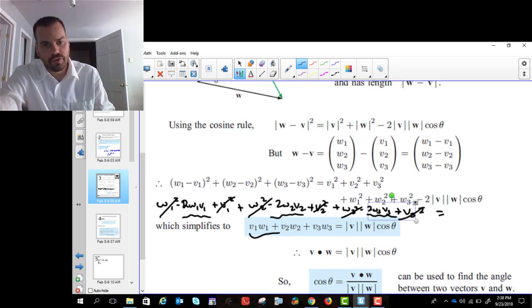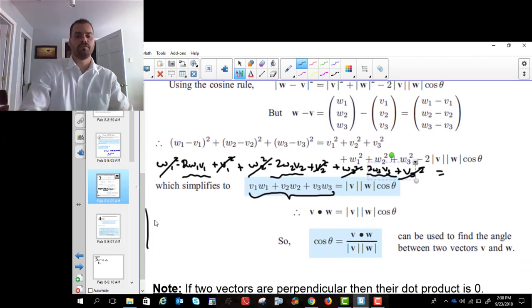But this is the definition of the scalar product. That is V dot W. And so what we do is we rearrange that to say V dot W equals magnitude of V, magnitude of W times cosine theta. So cosine theta is V dot W divided by the magnitude of V, magnitude of W.